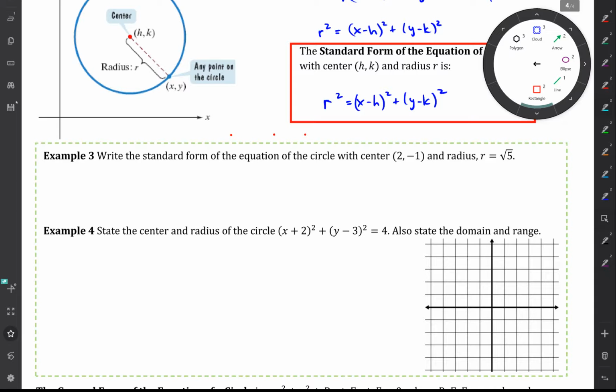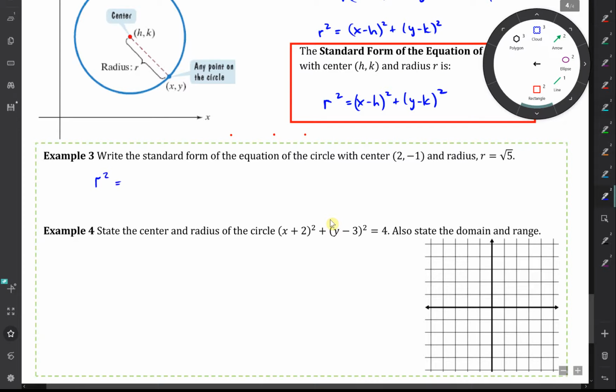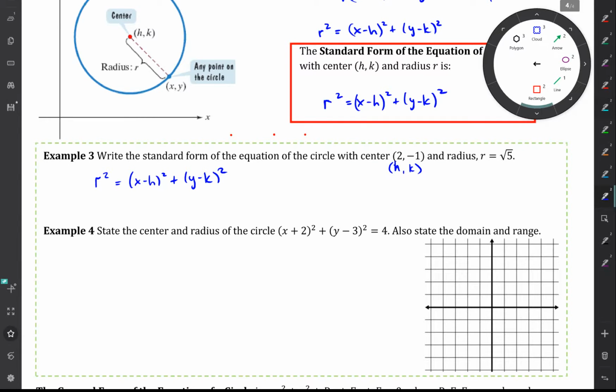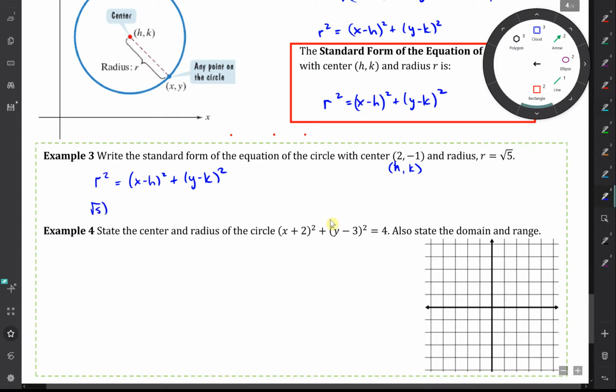So in example 3, all we're asked to do is to take the standard form, which is r squared equals (x minus h) squared plus (y minus k) squared, where the center is (h, k), and we're going to plug in 2 for h and -1 for k, and then we're going to plug in square root of 5 for r. So we get square root of 5 squared equals (x minus 2) squared plus (y minus -1) squared.